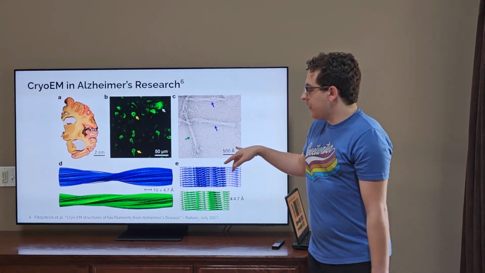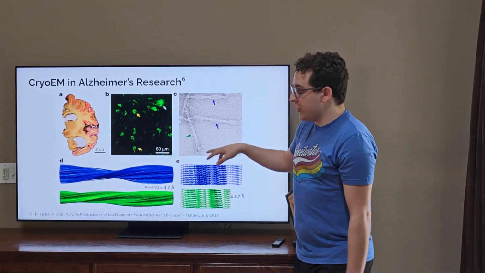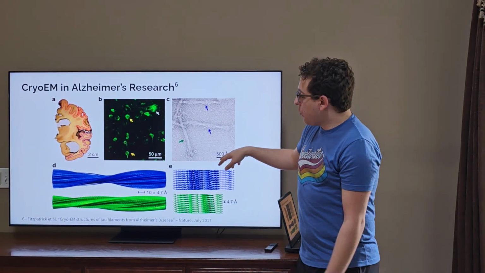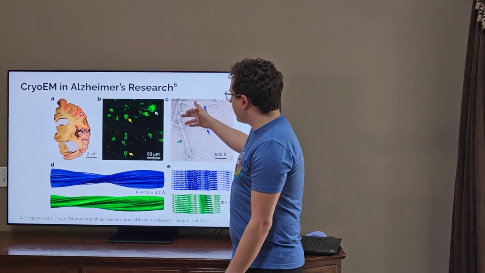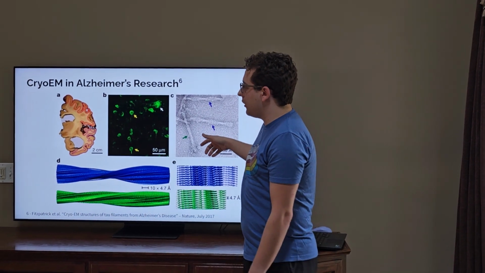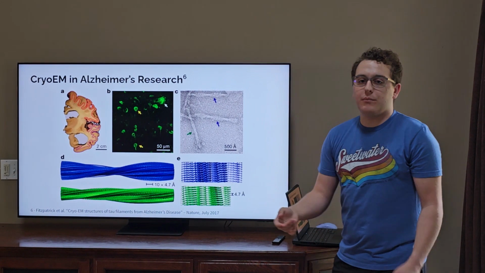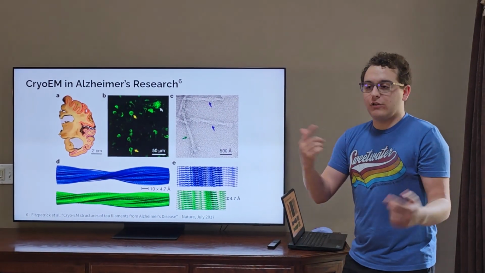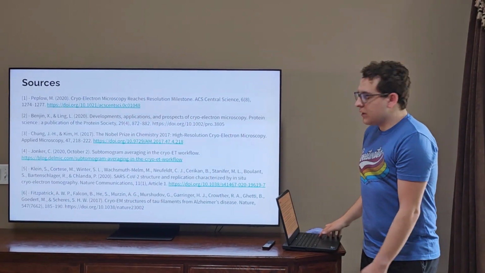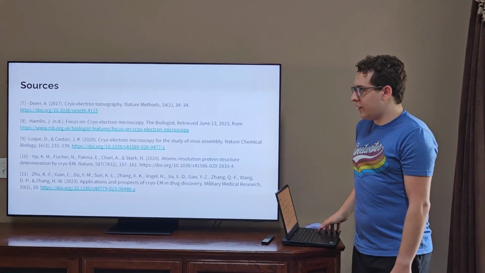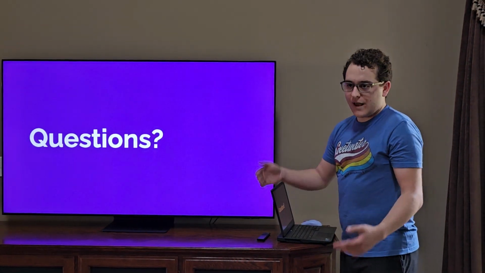So Alzheimer's, for example, tears away at the neurosystem. So what they were able to do here is they were able to look at the fibrils of Alzheimer's as taken from this part of the brain over here and reconstruct them and compare them between non-Alzheimer's patients and Alzheimer's patients. So, got my sources that I used for this. If you have any questions, please ask now.